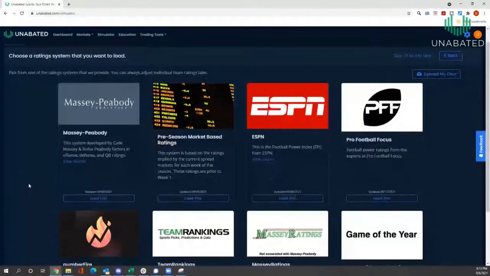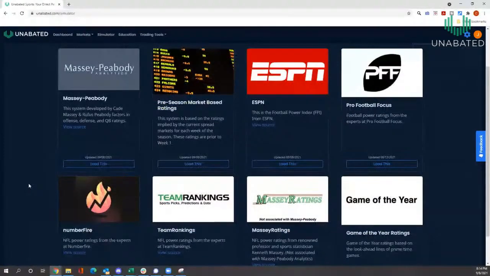So we have a bunch of different power ratings for you to choose from to base your model off of. You can use these wholeheartedly, or you can use these just to give you some guidance. You'll see we have the Massey Peabody analytics power ratings. We also have a preseason market-based rating, based on the lines the Westgate Superbook has put out for every game this year. So we took all of the lines of all the games and reverse engineered them into power ratings based on who they think will win each game.